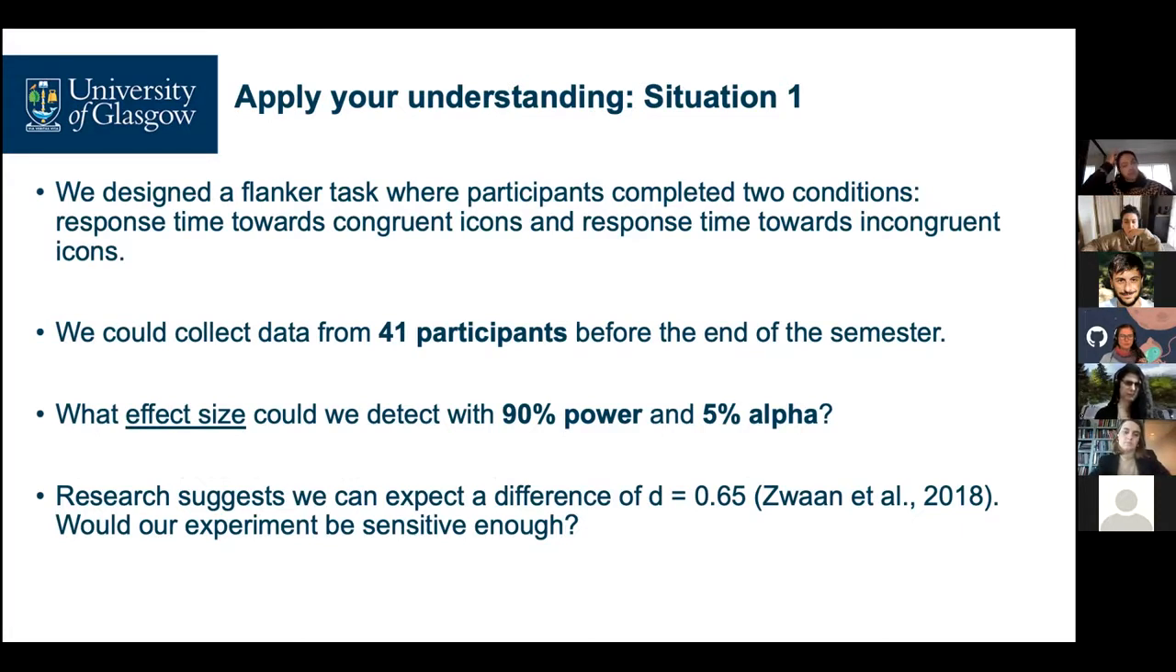Imagine we designed a flanker test. So if you've never seen it, it's like arrows either side. So 5 arrows. The arrow in the middle is either congruent, so pointing in the same direction as the outer arrows, or incongruent, pointing in the opposite direction. We want a simple experiment. Can we detect the difference between these two conditions? We collected 41 participants before the end of the semester. What effect size could we detect with 90% power and 5% alpha?